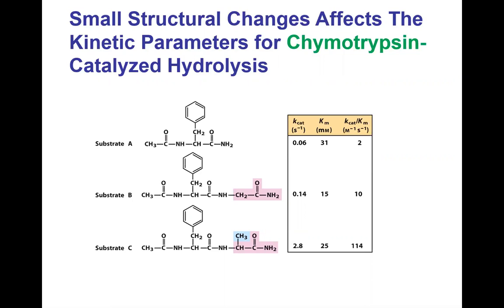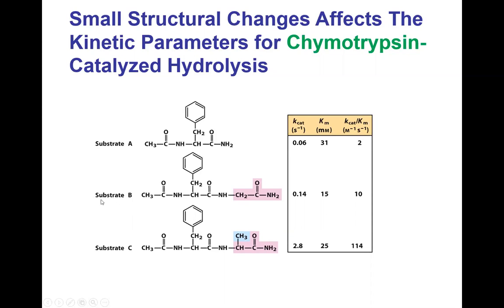Anyway, you can see that when they did that experiment, they measured kcat. Kcat was 0.06 per second. You have to pay attention to the unit. The Km they measured was 31 millimolar for this substrate A. So they determined kcat by Km, that is 2 per molar per second. Units, pay attention to units.